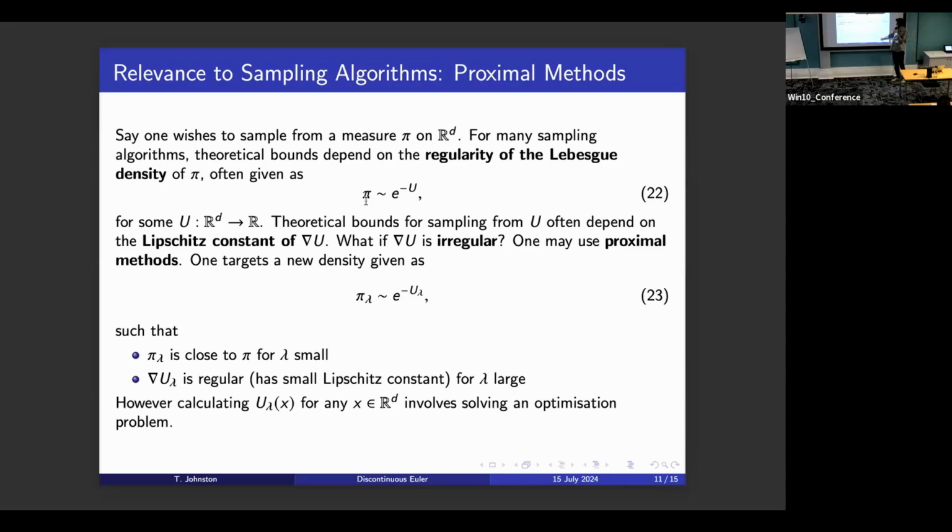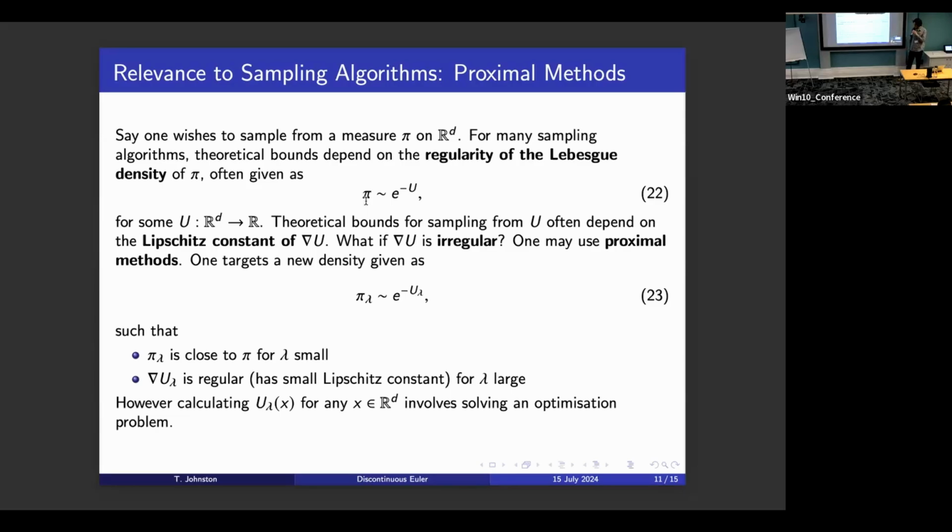So theoretical bounds for sampling algorithms, of which there are many, that's become a very good literature, often have dependence on the Lipschitz constant of ∇U. One kind of assumes that if ∇U is very oscillatory, if it's irregular, then most sampling algorithms are predicted to perform badly by the non-asymptotic bounds that have been found. But what happens if ∇U is irregular, which is actually quite relevant in a lot of cases? One can't necessarily expect that ∇U is very smooth.